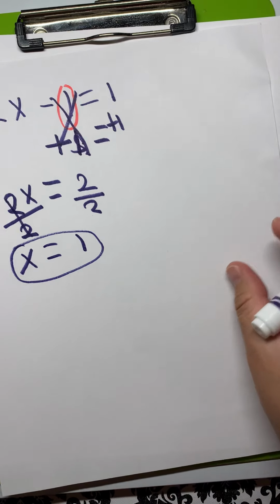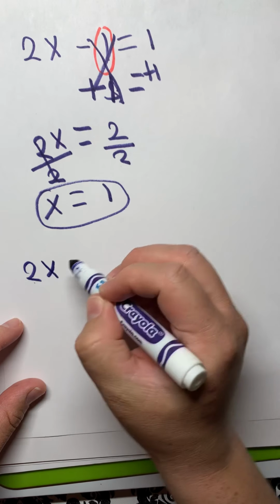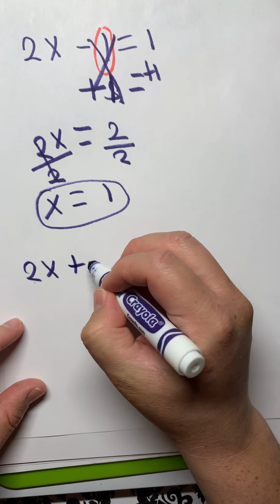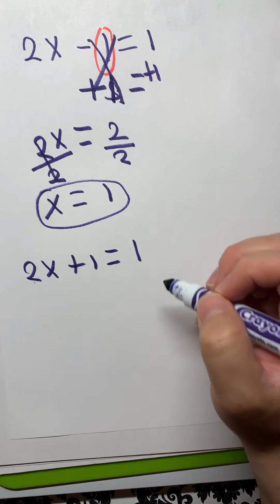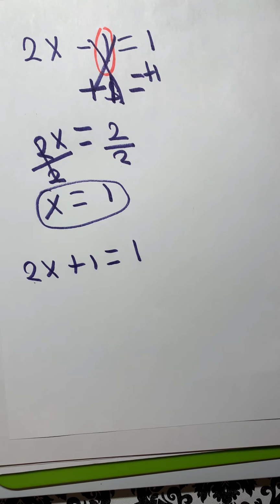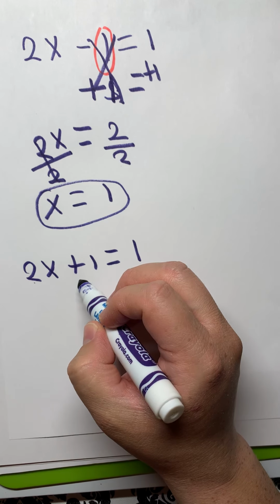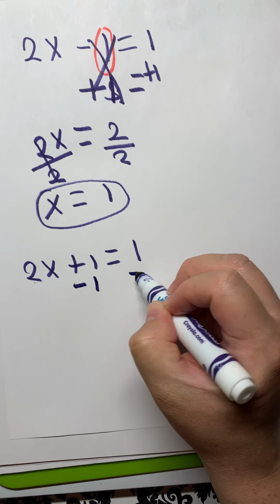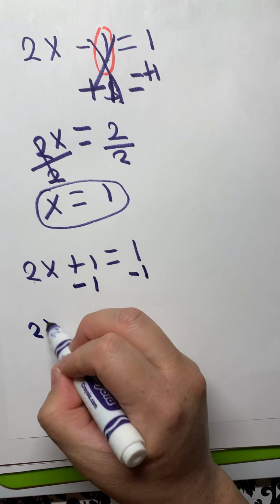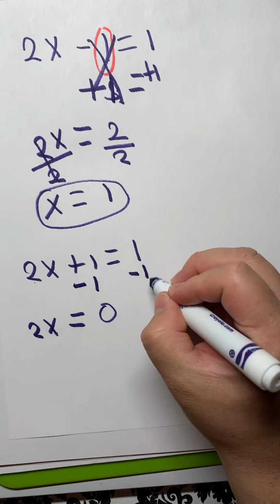Now, you also have to deal with it when you see fractions. So I'm just going to change this equation to 2x, instead of minus 1, now it's going to be plus 1 equals 1. We end up still doing the same thing here. If we have a plus 1, we're going to do the opposite of a plus, which is a negative. Minus 1, minus 1. So we're left with 2x equals 0, because we have 1 minus 1.